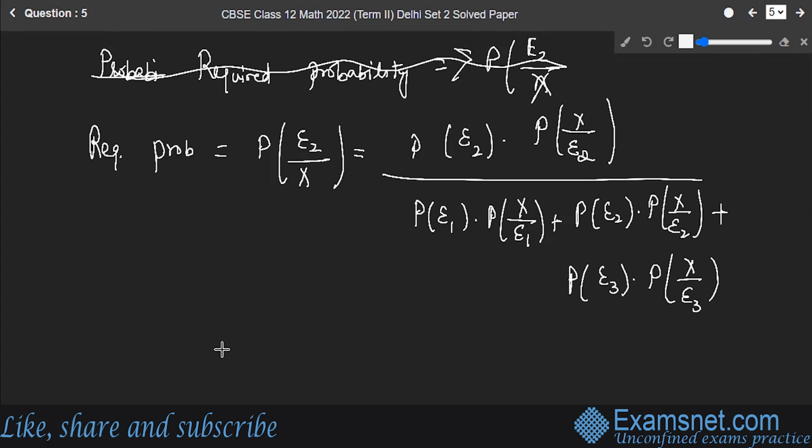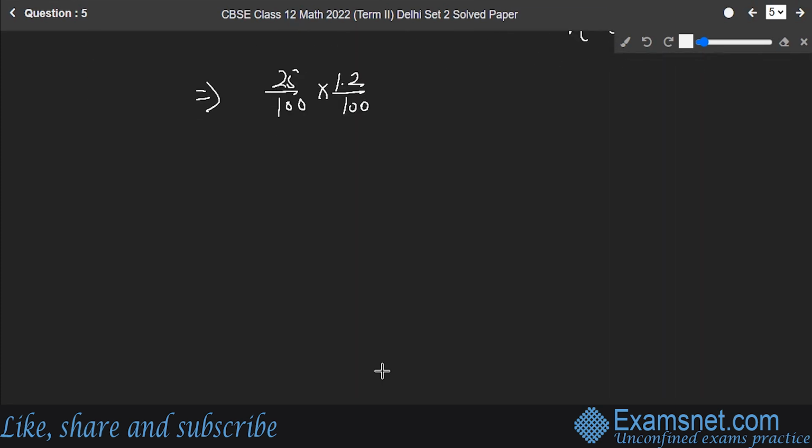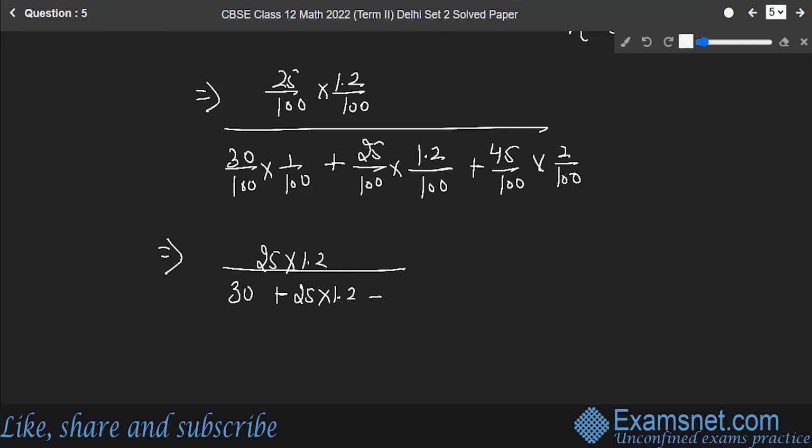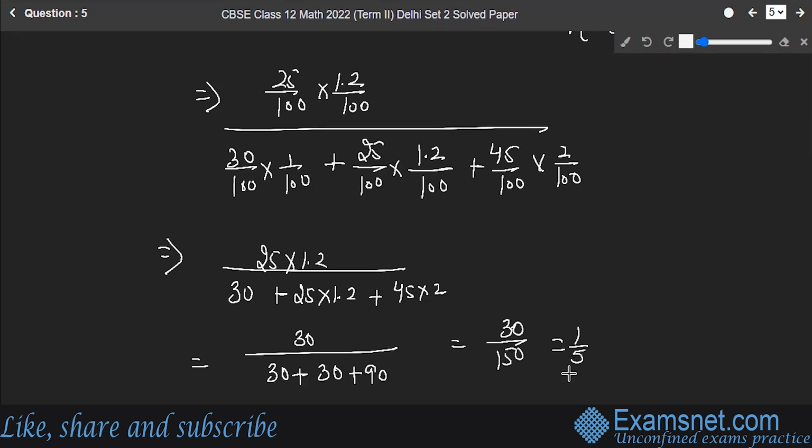upon E3. So this is equal to 25 upon 100 into 1.2 upon 100 divided by 30 upon 100 into 1 upon 100, 25 upon 100 into 1.2 upon 100, 45 upon 100 multiply 2 upon 100. Okay. So this makes 25 into 1.2 divided by 30 plus 25 into 1.2, 45 into 2. This makes 30 divided by 30 plus 90, which is equal to 1 by 5.